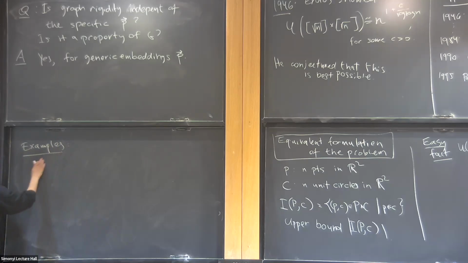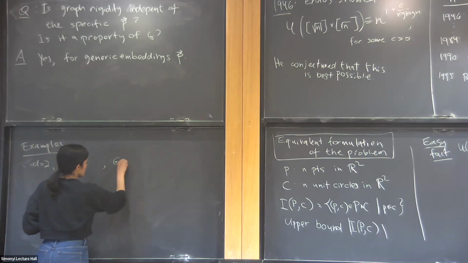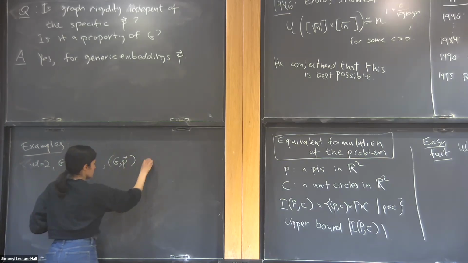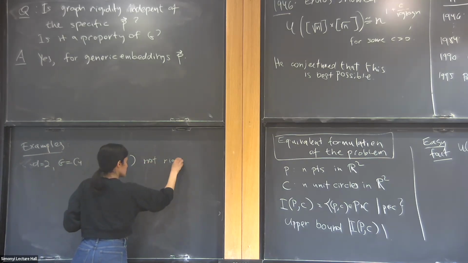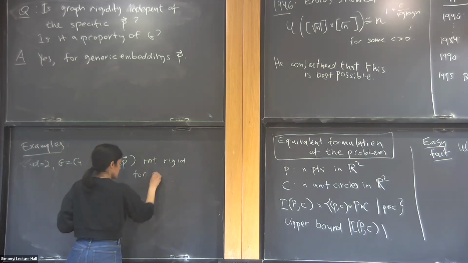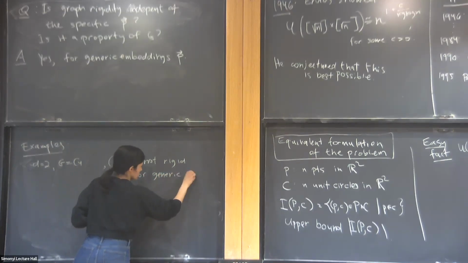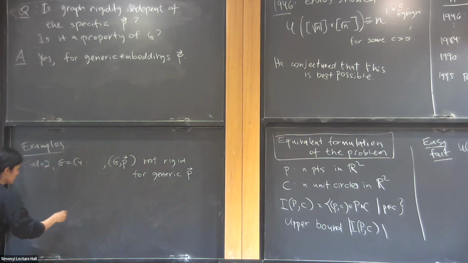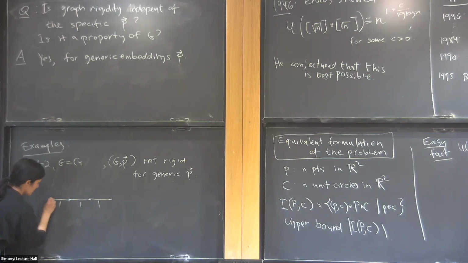As was already said here, for example, C4 with d equals 2, which is the cycle of rank 4. For generic embeddings, the framework that we will get will not be rigid. So G_P is not rigid for generic P. But for a given embedding, for example with edges of length 1, 1, 1 and the last edge of length 3, this framework is rigid.